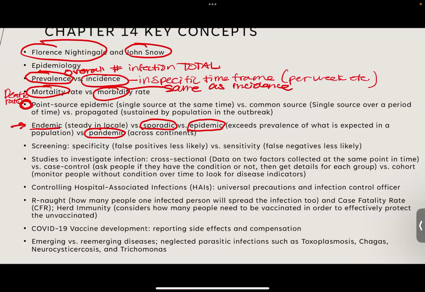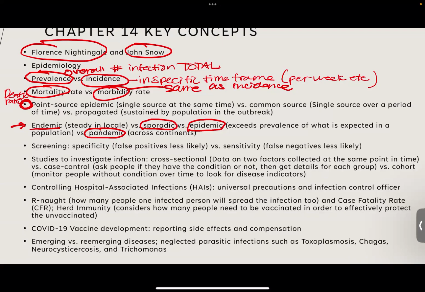Next is the propagated, which just means that it's being sustained in the population. So like the cold virus, it's sustained in the human population. Cold, flu, COVID right now is a propagated epidemic. We're maintaining it in the human population. It is fluctuating, but it's still being maintained within the human population.